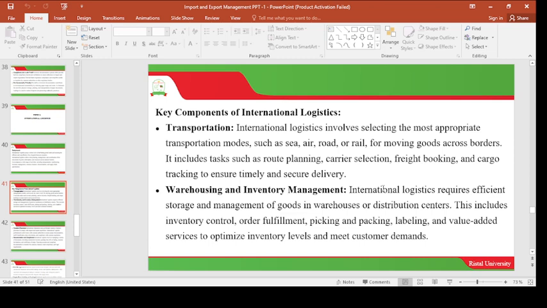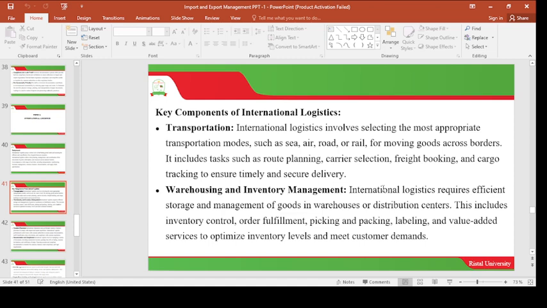Another aspect of international logistics is warehousing and inventory management. International logistics requires efficient storage and management of goods in warehouses or distribution centers, because you don't want these goods to become scrap or get damaged. So you need to apply a lot of expertise and technology in handling and managing these goods at their warehouses. This includes inventory control, then order fulfillment: if the stock is reducing and the number of goods is low, you can make replacements.